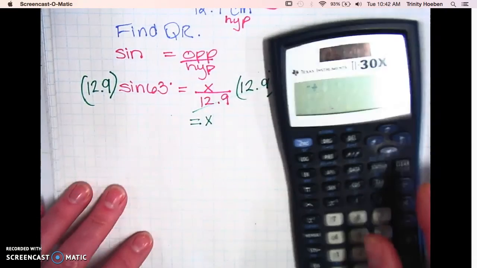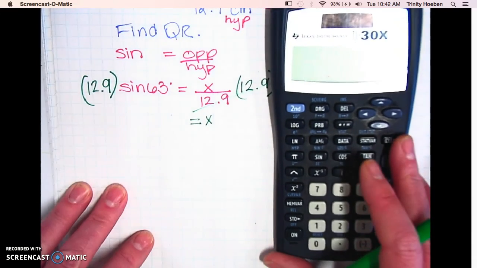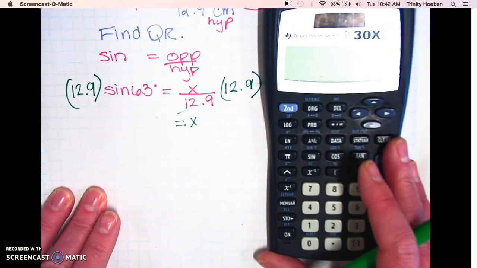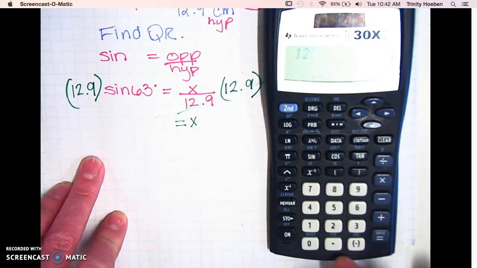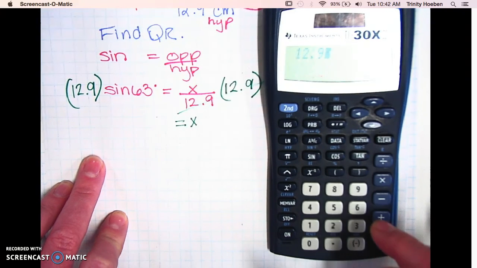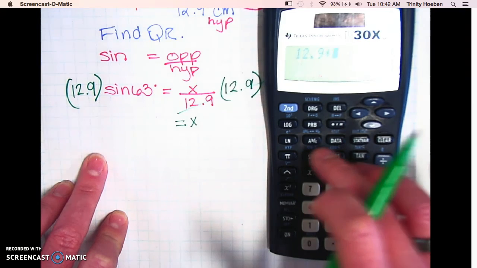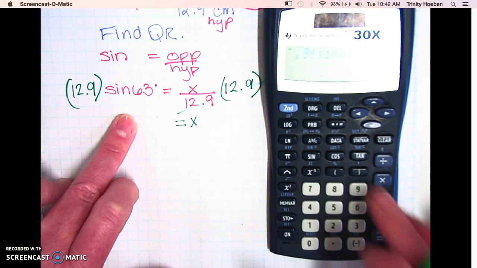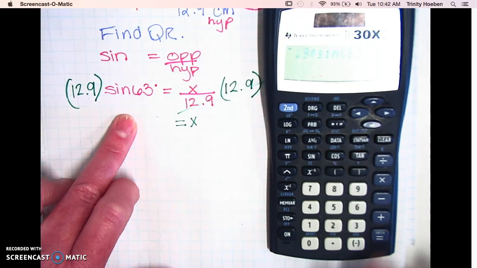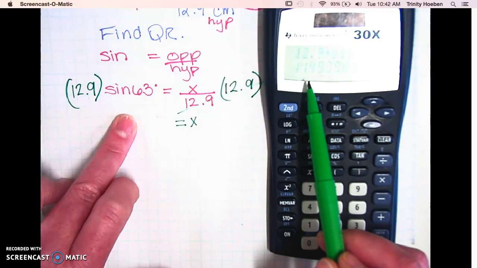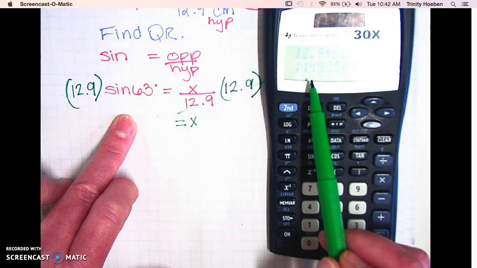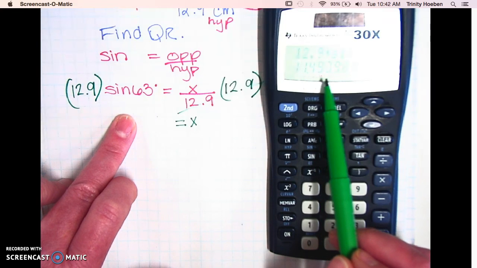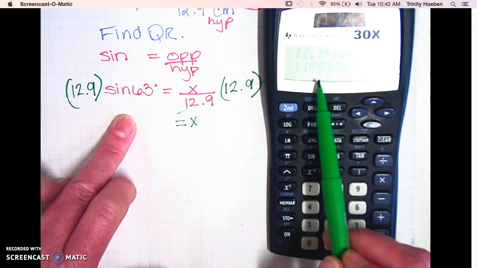So here's what it looks like on the calculator. Clear it out. Make sure you're in degree mode. And then you're going to type 12.9 times, and then we're going to hit the sine of 63 degrees. Make sure you close those parentheses. Hit the equals. And I've got 11 point, and then after the decimal, 49. But next to the 9 is a 3, so it's going to stay.